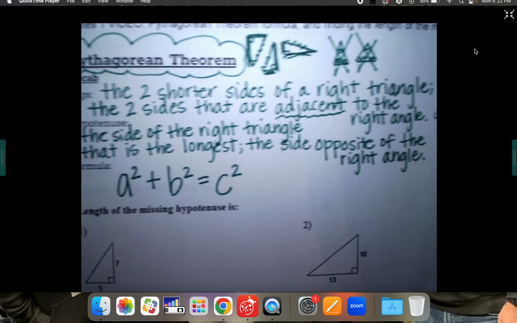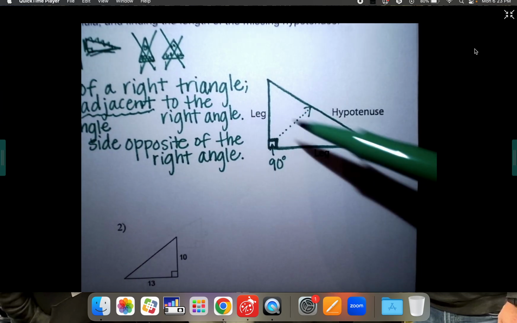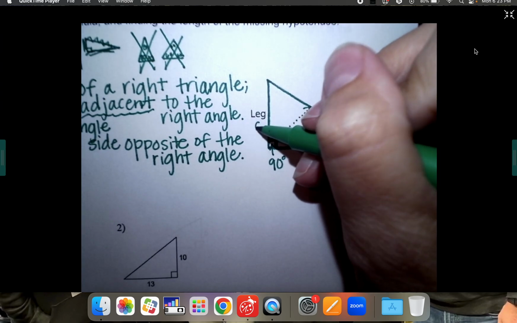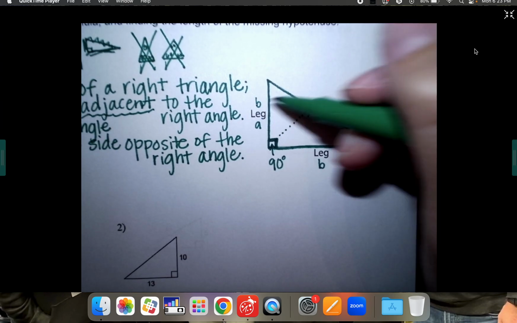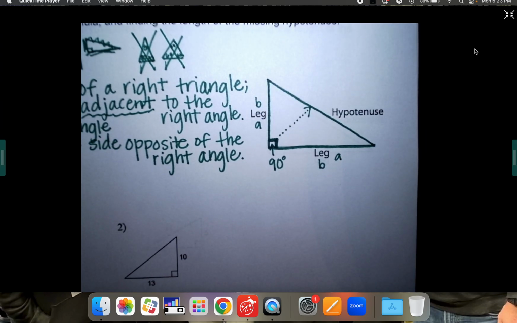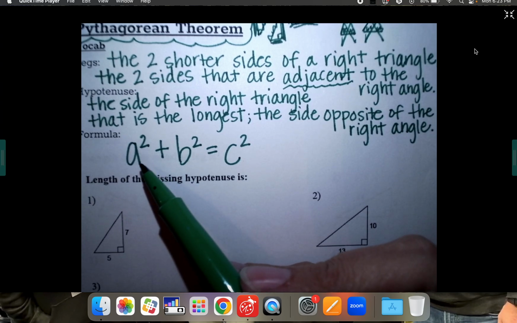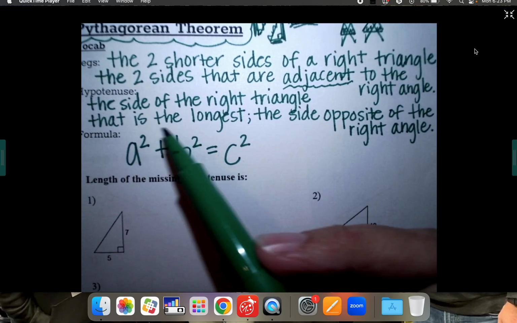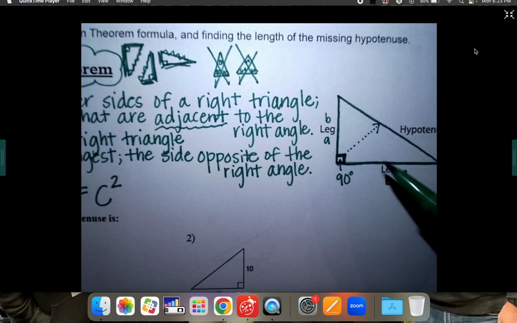Now I need you to look at this triangle again that's off to the side. The two legs represent your a and b. It does not matter if you want to make this side a and this side b, or this side b and this side a, but the legs have to be your a and b. The reason is because we're adding those. It doesn't matter if this was 2 and this was 3, because 2 plus 3 is the same thing as 3 plus 2.